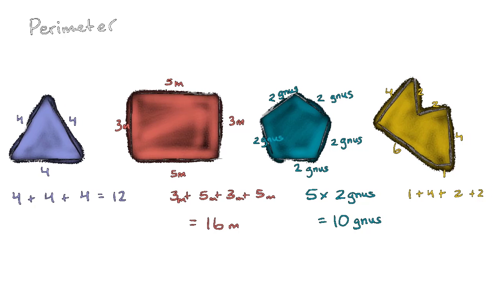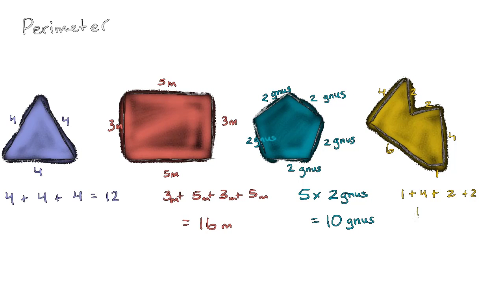Let me scroll over to the right a little bit. Plus 4 plus 6. So what is this going to be equal to? 1 plus 4 is 5. Plus 2 is 7, plus 2 is 9, plus 4 is 13, plus 6 is 19. So this figure has a perimeter of 19 in whatever units these distances are actually given.